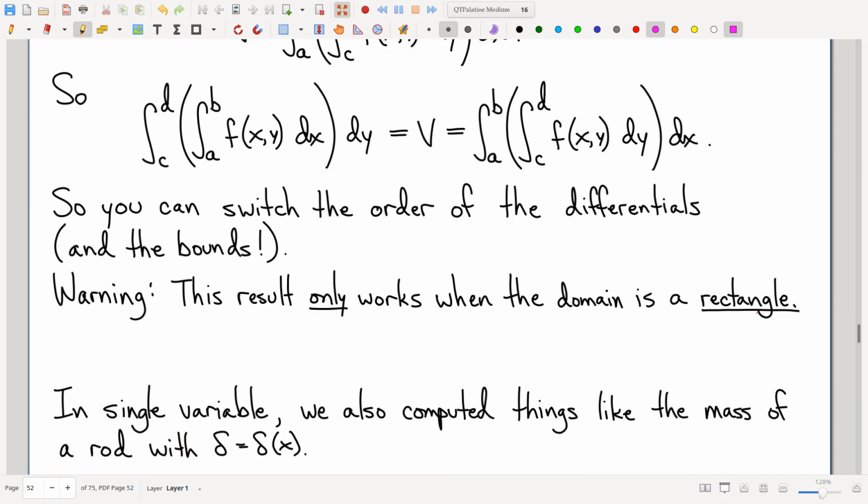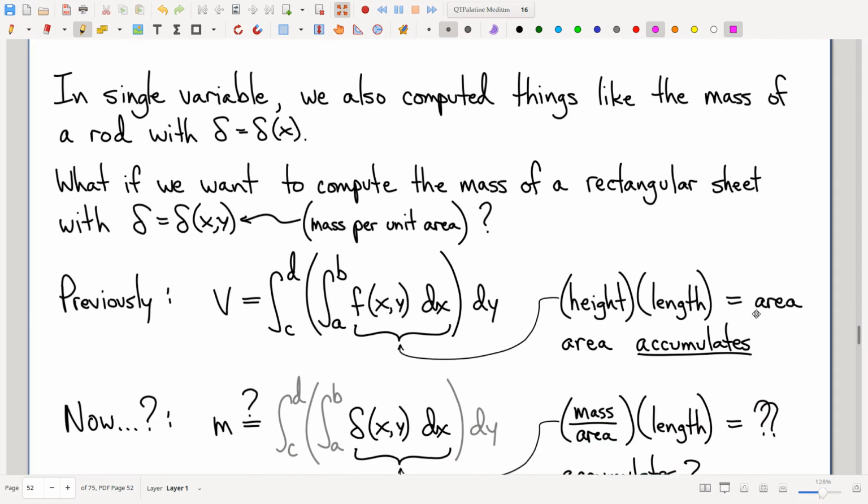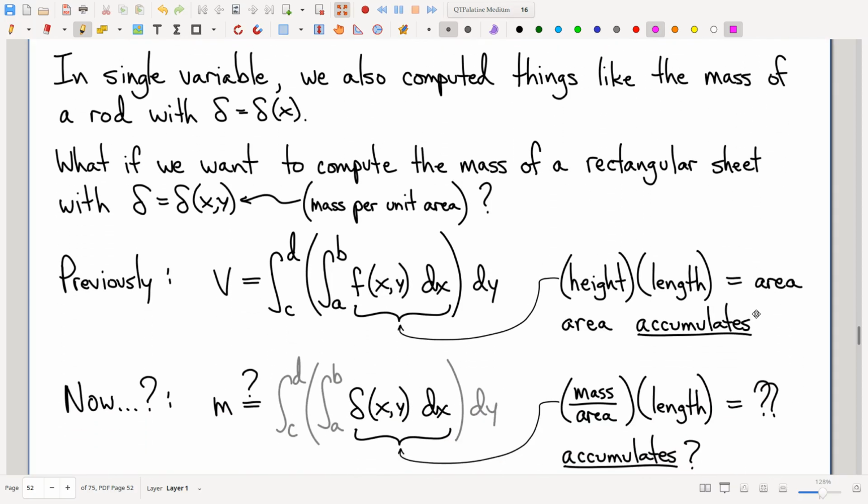Okay. Everybody seems happy. Okay. I have some bad news. Something nice that happened in single variable is not going to work out. Certainly it's not going to work out conveniently, at a minimum, not conveniently. I would say it just doesn't really work out. So here's what I'm referring to.